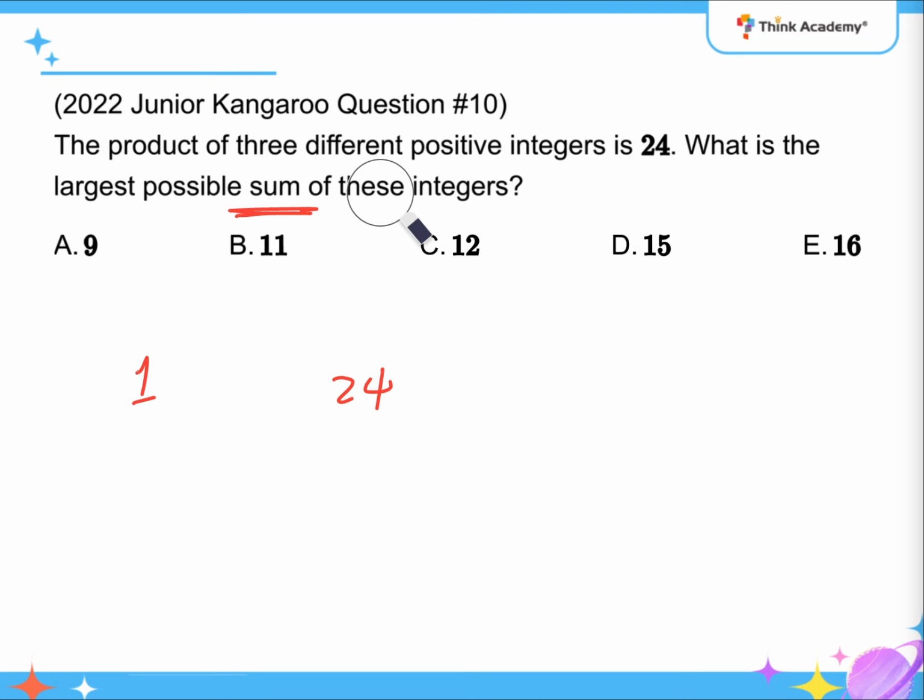Now I need 3 of them. So after splitting 1 and 24, I can't have another one, right? Because they are all different. So the only thing I can do is to split 24 up into 2 and 12. I don't have any other options. And now, after splitting it up, I can add 1, 2, and 12 to get 15. So the answer is D. All right.